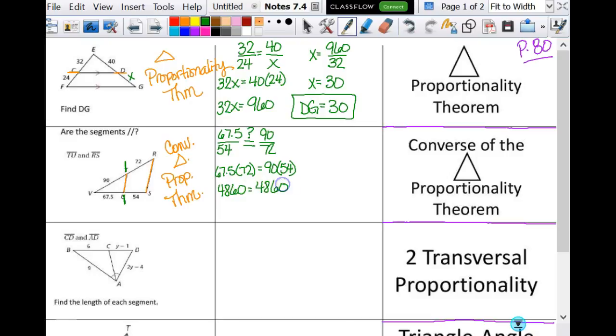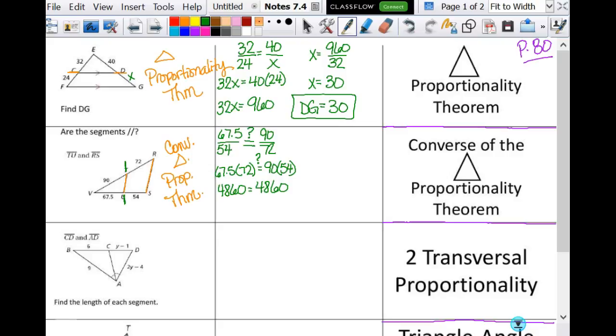Now that number itself doesn't really mean anything to me. What I'm really concerned about is, this was really still a question mark, I didn't know, but at this point they are equal. So since they're equal, that meant that the fractions had the same value to begin with, therefore the sides are proportional, therefore the lines are parallel.